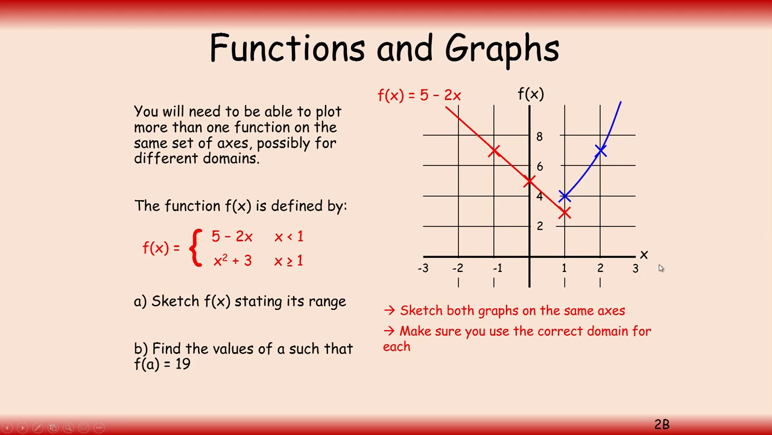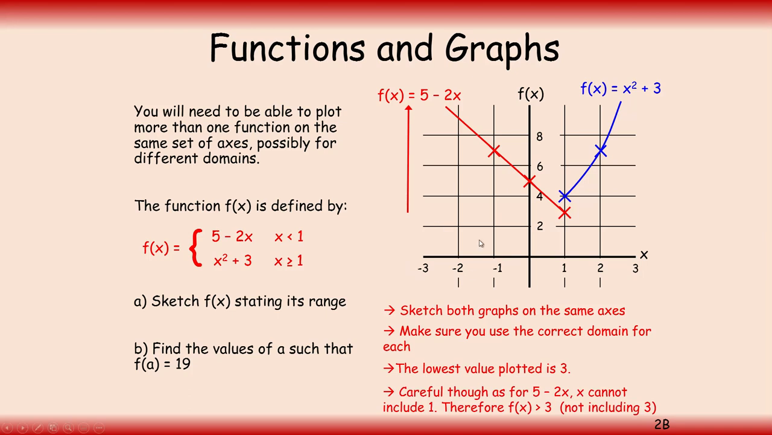through the domain values, from negative x values up through positive values. So that's our sketch. In the second question then, find the values such that the function equals 19, which means we're going to solve each of these for 19. The range of values starts at 3 as our lowest value of y and upwards. So the range of values of f of x is greater than 3. Can't be equal to 3 because this value here doesn't actually get to 1.